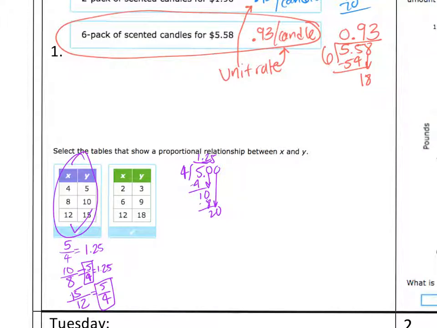The next one could be proportional as well. I'm going to write that one in green. So we have 3/2, which is going to be equal to 1.5.